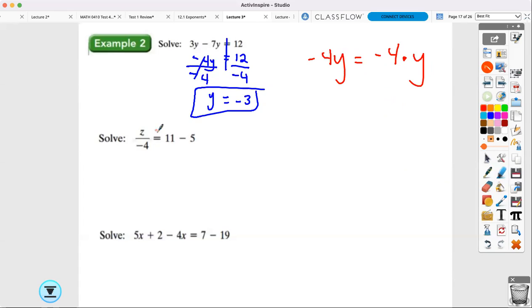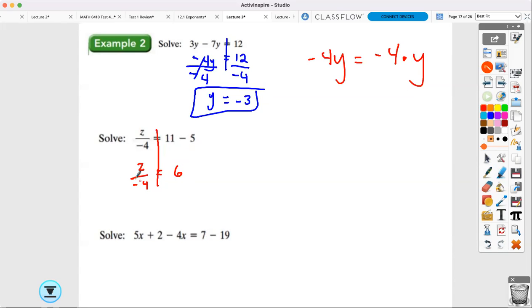I'm gonna draw a line on the equal sign. Now, question, guys, can I simplify or combine the left side? Yes or no? If you said no, you're correct. Can I combine the right side, class? Can I combine 11 minus 5? Yes, 11 take away 5 is 6.